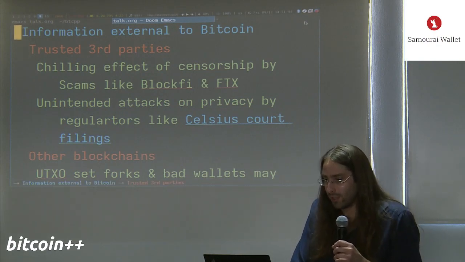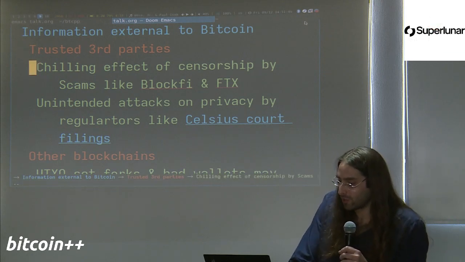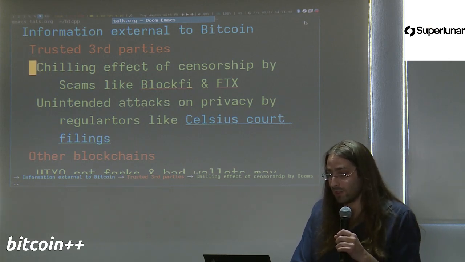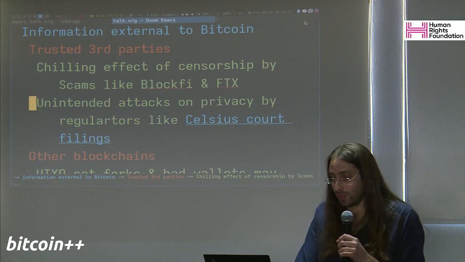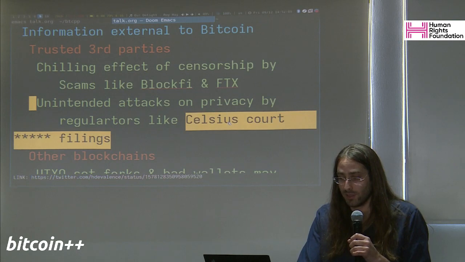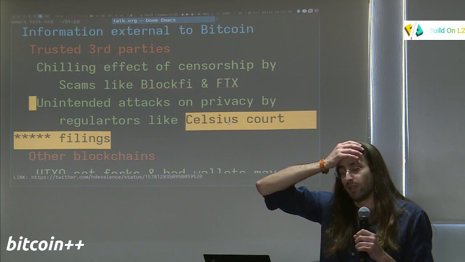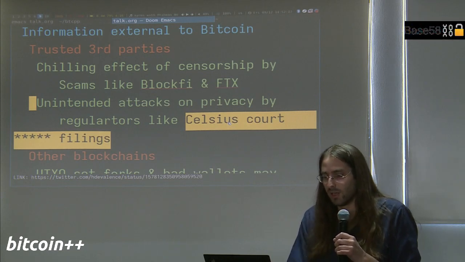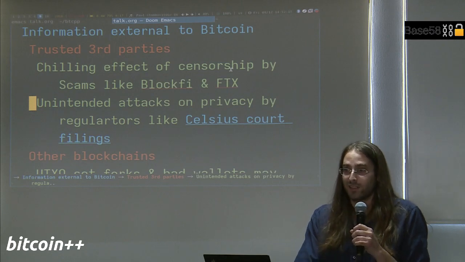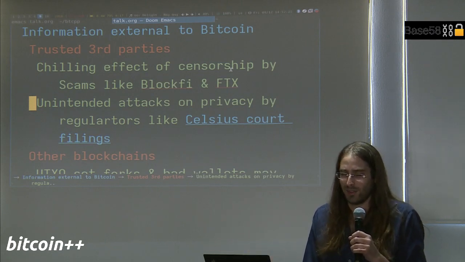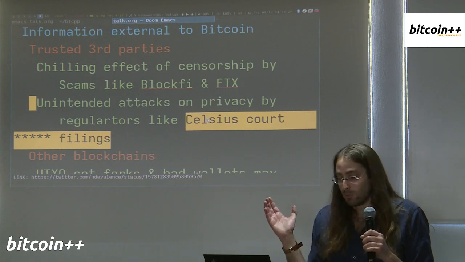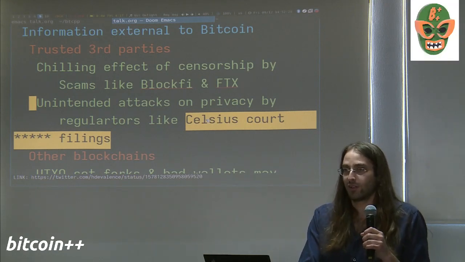It's worth mentioning blockchain-external or even protocol-external information as well. Recently we've seen trusted third parties that censor, but a very notable recent example is the Celsius case, where when Celsius went bankrupt, ostensibly to protect their customers, I think it was the Canadian regulators, I don't recall, but in the court filings, they basically disclosed customers' entire, I think 6 months or last year of transfers, including the cryptocurrency, the date, the amount. So more than enough information to basically dox all of their customers.